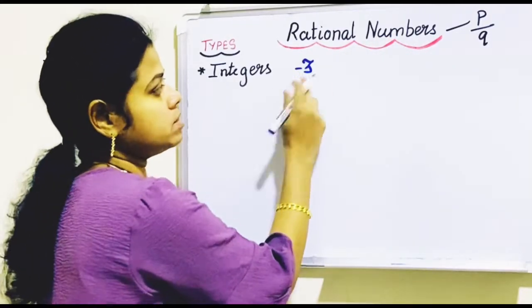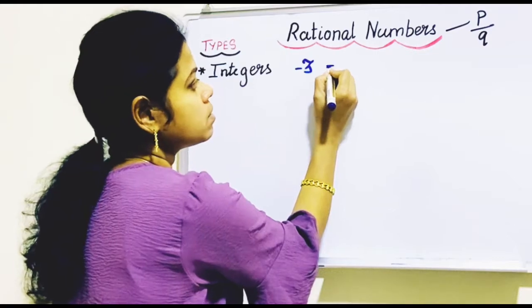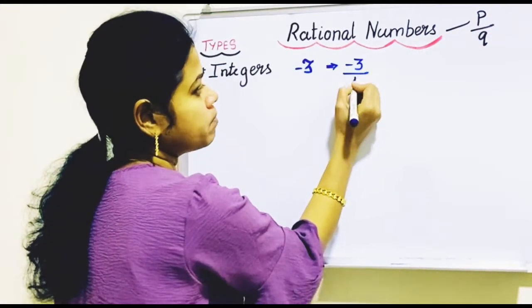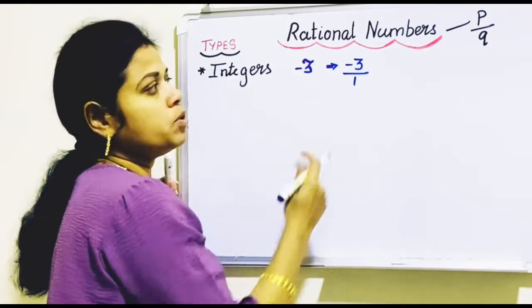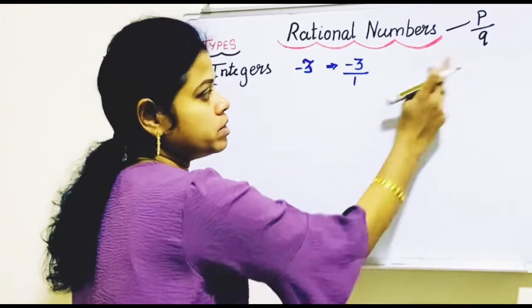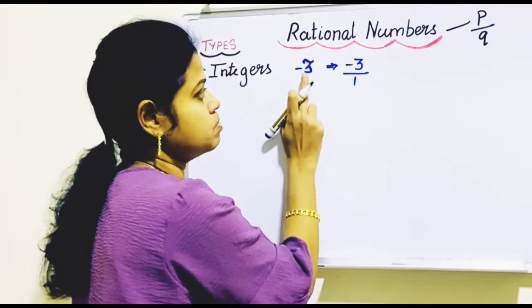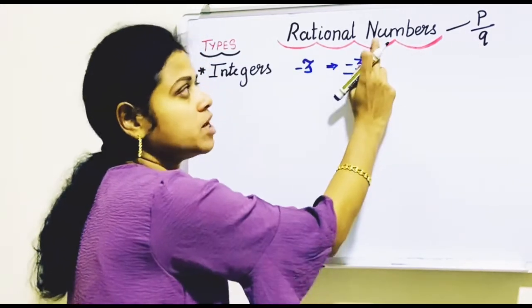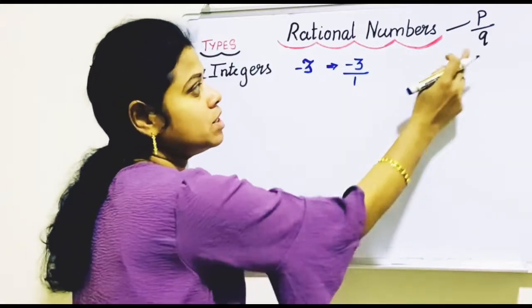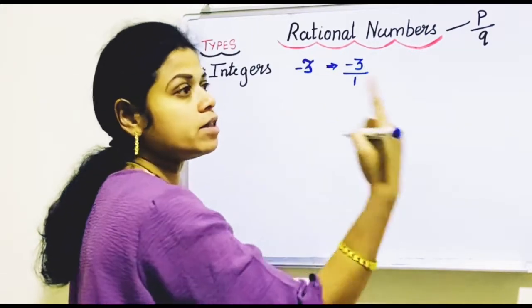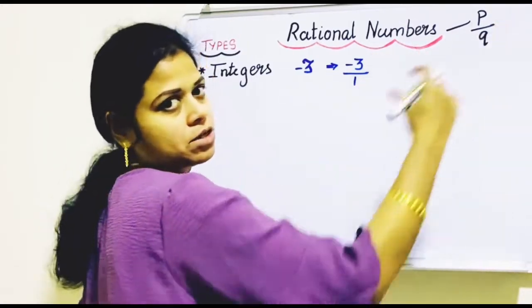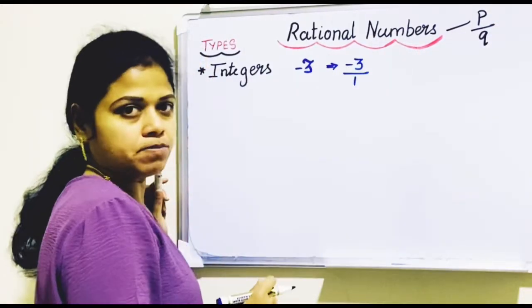You can write this minus 3 in the form of p by q, that is minus 3 by 1. So here p is minus 3 and q is 1. This integer can be expressed in the form of p by q, hence it is a rational number. And one more condition is that q is not 0. So this integer is a rational number.